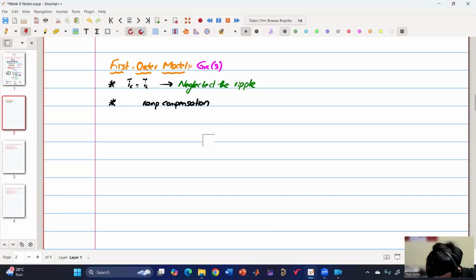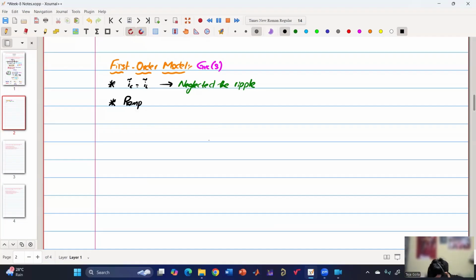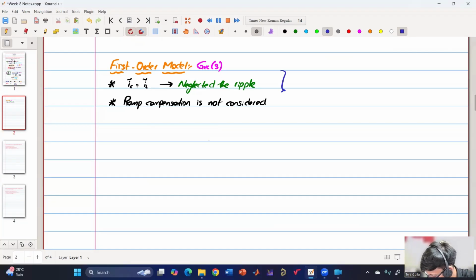Or I can say ramp compensation is not considered. So considering these approximations, we got the first order model. So once we know that these are the approximations that we have considered, now we are going to get a more accurate model.